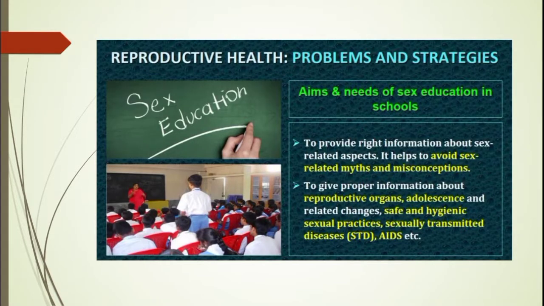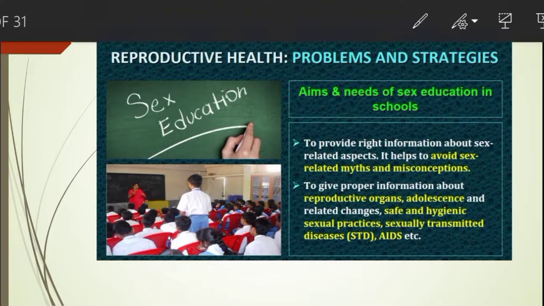There are the aims and needs of sex education in school. To provide right information about sex-related aspects. It helps to avoid sex-related myths and misconceptions. To give proper information about reproductive organs, adolescence, and related changes, safe and hygienic sexual practices, sexually transmitted diseases like AIDS, etc.